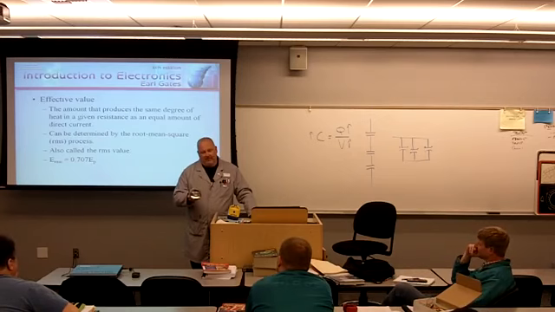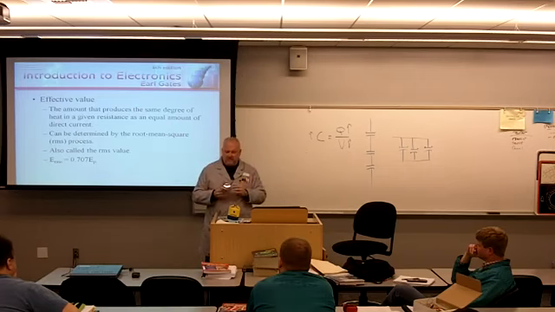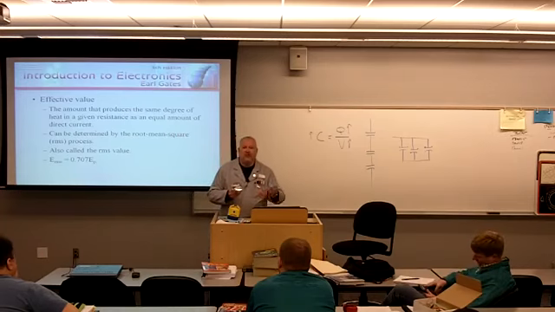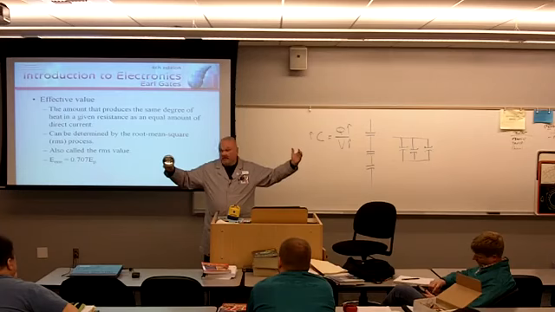This lamp, if I applied 12 volts DC to this lamp, it would be this bright. It'd be 100 watts bright. If I applied 12 volts, the same value of AC, RMS, or effective value, do you know how bright this bulb would be? It'd be the exact same brightness.